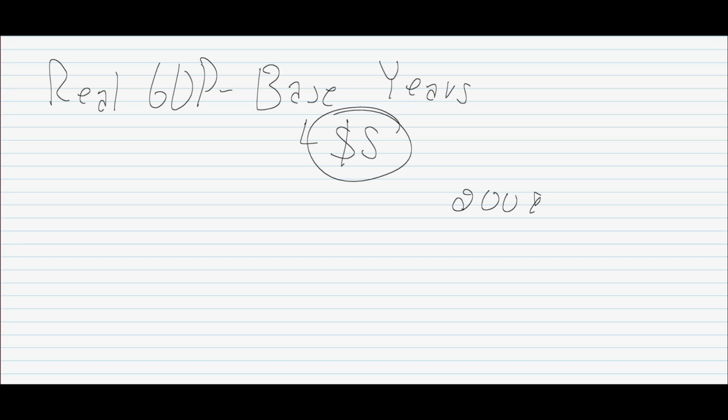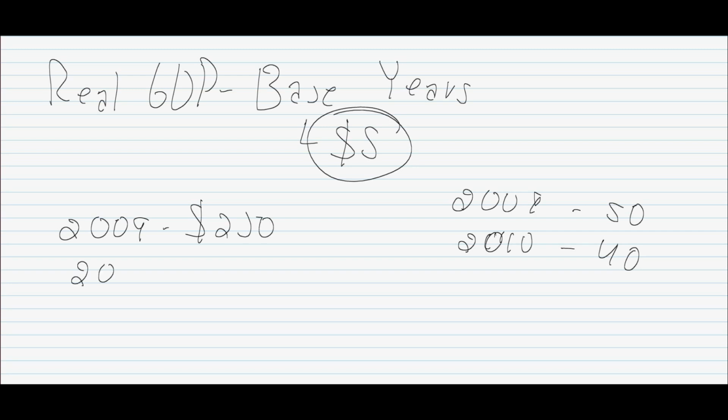In 2009, we made 50 milks, and in 2010 we made 40 milks. Each is multiplied by the base price. So our real GDP in 2009 is 50 times 5, 250. In 2010, 5 times 40, 200. So now there's a decrease of 50 in our real GDP. Now you see our economy actually getting worse.